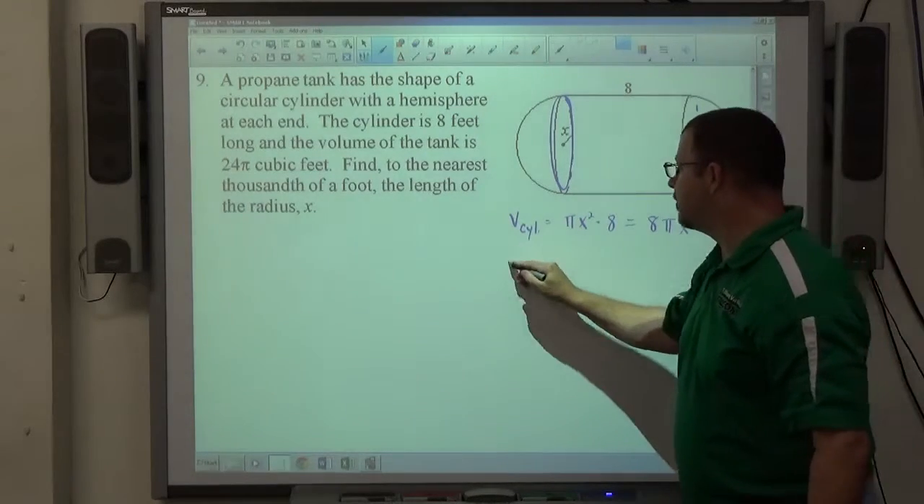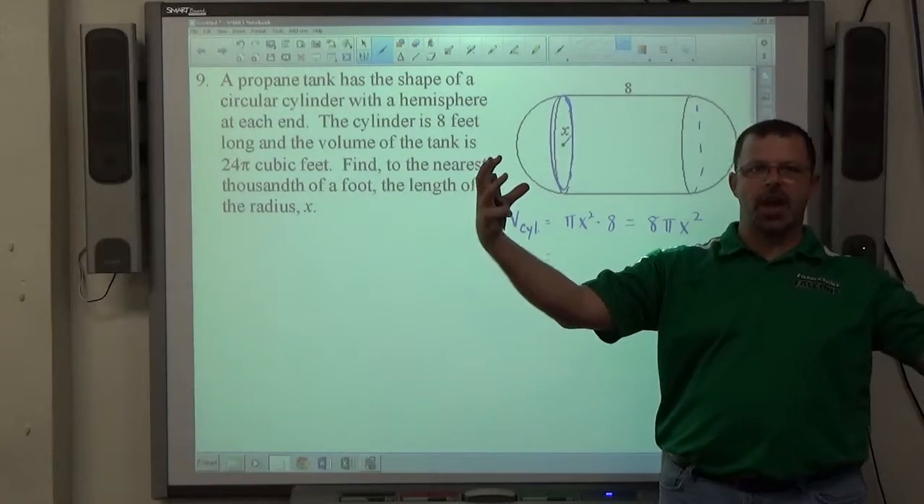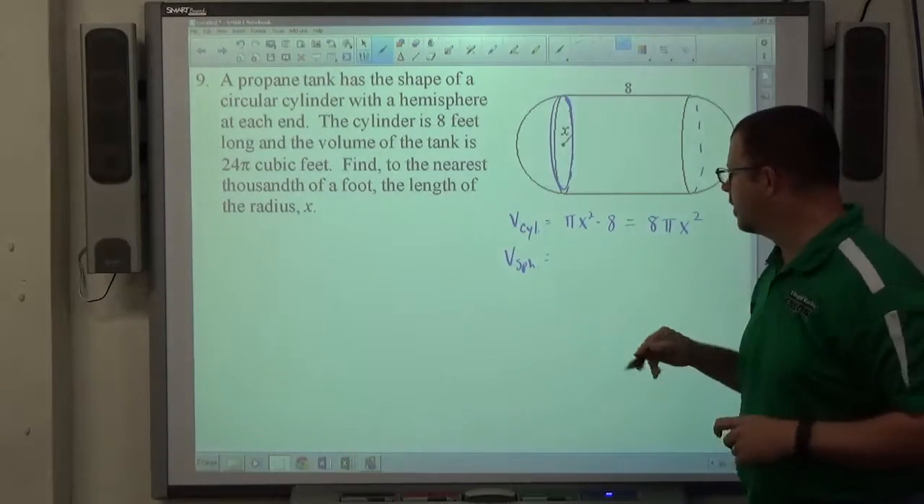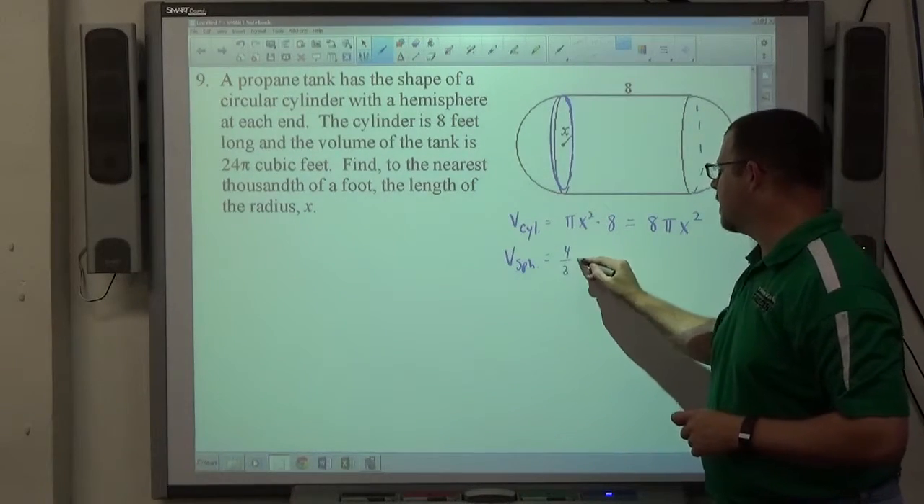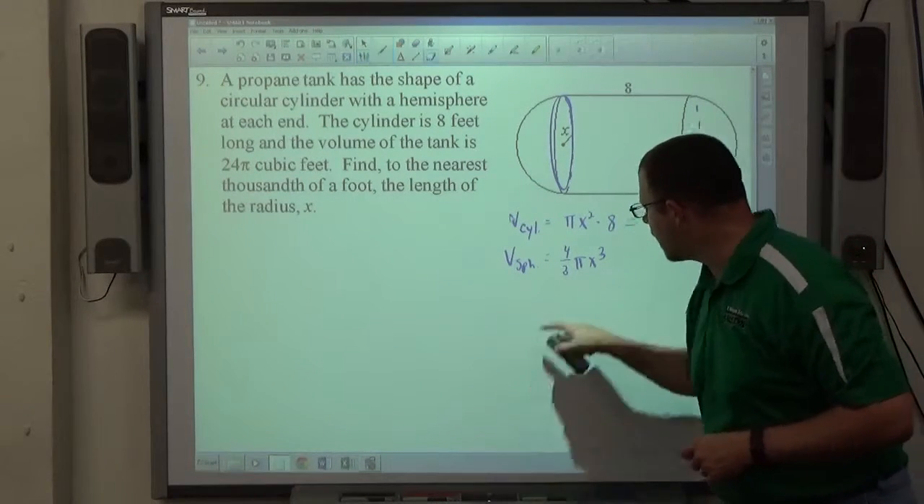The volume of the sphere, because again you have half a sphere here, half a sphere there, stick them together, you get a whole sphere, is 4/3 pi times the radius squared. The radius is still x, or sorry, cubed. 4/3 pi x cubed.